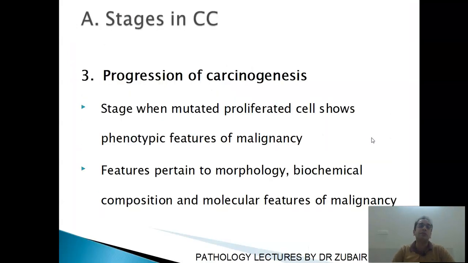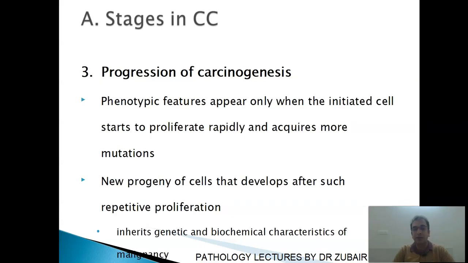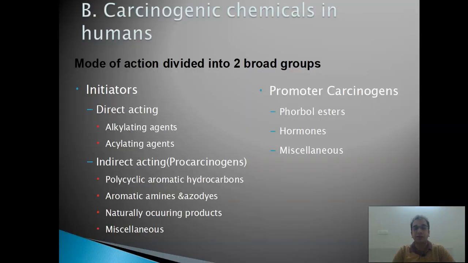So the next step is the progression of carcinogenesis. It's a stage when the mutated proliferated cell shows phenotypic features of malignancy. Features pertain to morphology, biochemical composition and behavioral features of malignancy. The phenotypic features appear only when the initiated cell starts to proliferate rapidly and acquires more mutations. The new progeny of cells that develop after such repetitive proliferation inherit genetic and biochemical characters of malignancy.